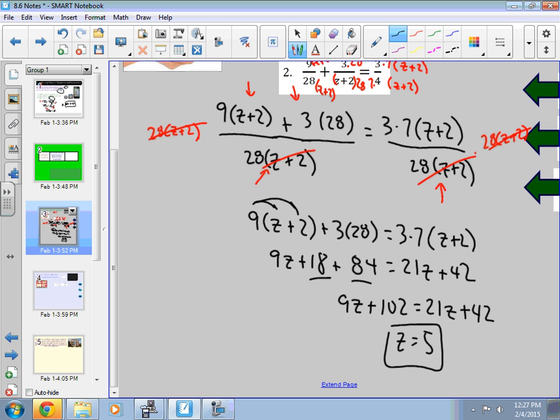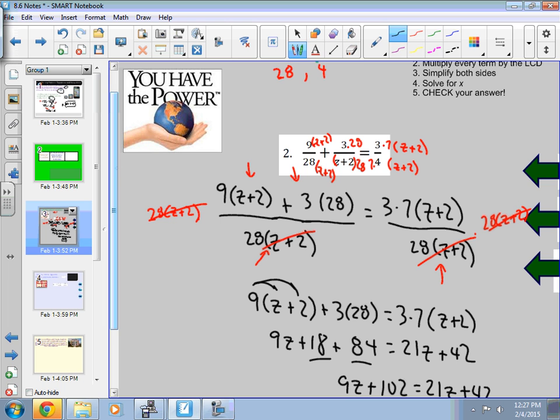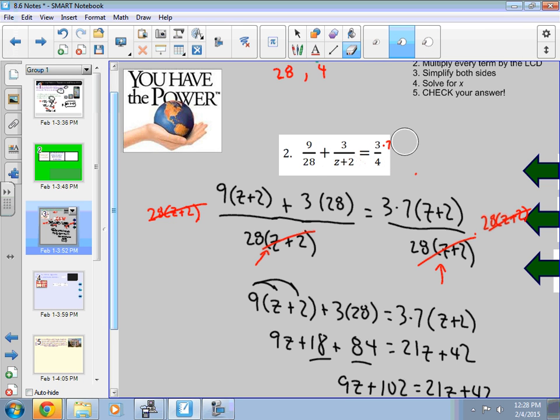Now, when you get a solution on these, the only thing you want to do is make sure, if you go back to the original equation, that this actually works. And the only way this answer wouldn't work would be if we plugged it in for z right here, and we'd get division by 0. So if we put our answer of 5 in there, 5 plus 2 is 7, we're okay. We wouldn't get any division by 0. So 5 is, in fact, the answer for number 2.